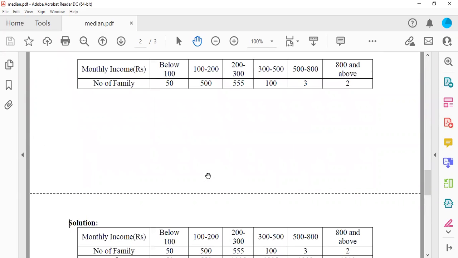that means 50% of families' income is less than 209.91, and 50% of families' income is greater than 209.91. Although the income varies from 800 above to below 100, whatever may be the income difference or income slab, 209.91 is the income value. This is the median value, so 50% of people's income is less than the value, and 50% of people's income is above that value. So that is a big interpretation.